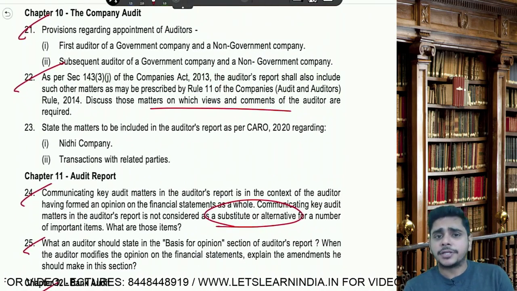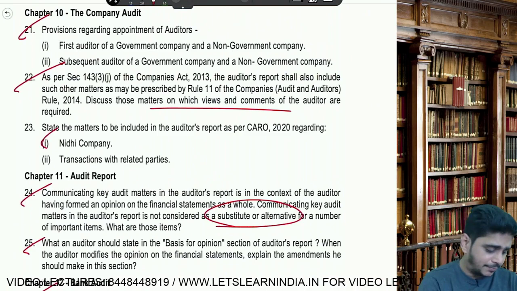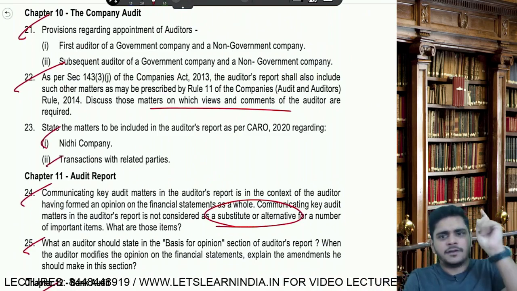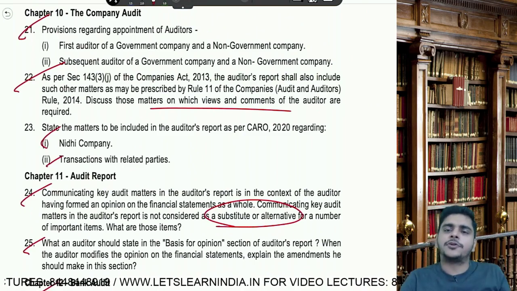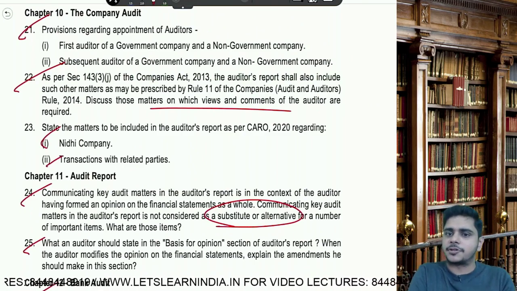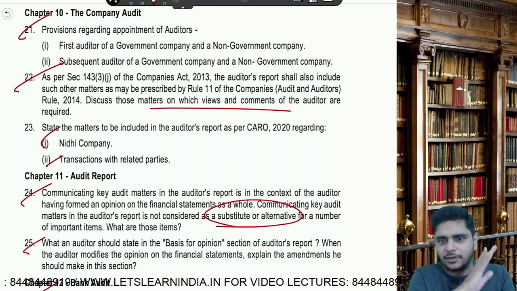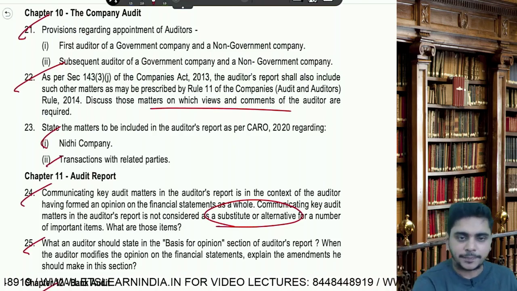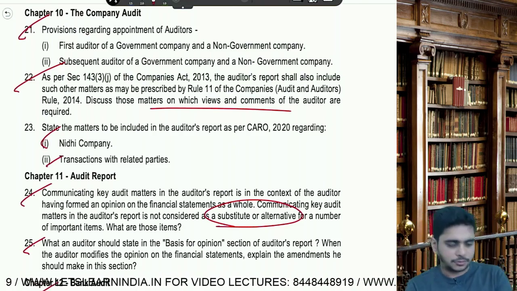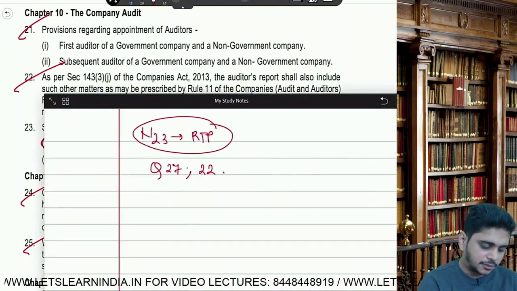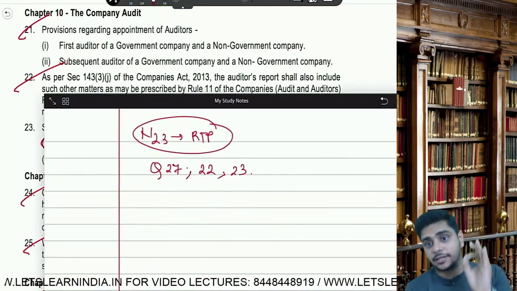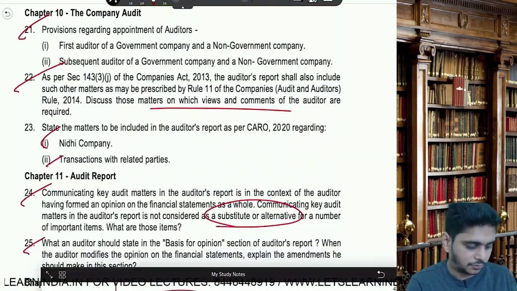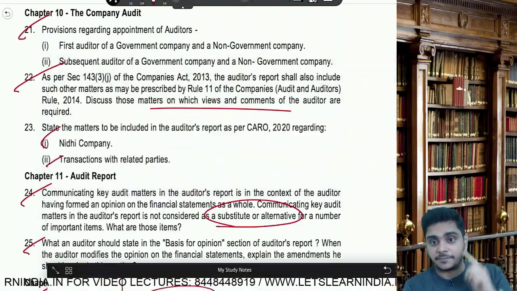State the matters to be included in the audit report as per CARO regarding a Nidhi company and related party transactions. Guys, for Nidhi, 1:20 applies. Net owned fund to deposit liability should be 1:20, and minimum 10% should be invested in unencumbered term deposits. Clause number 12. And clause 13 is related party transactions, and whether Section 180 is complied with or not. So 23 is also important. Please study CARO thoroughly. It can come in the exam for minimum 4 marks. It can go to 6 also. Cool. So 22, 23 and 27 are the 3 important questions.